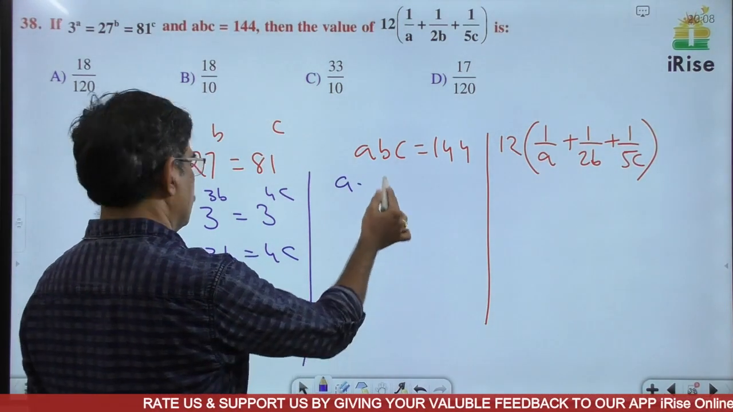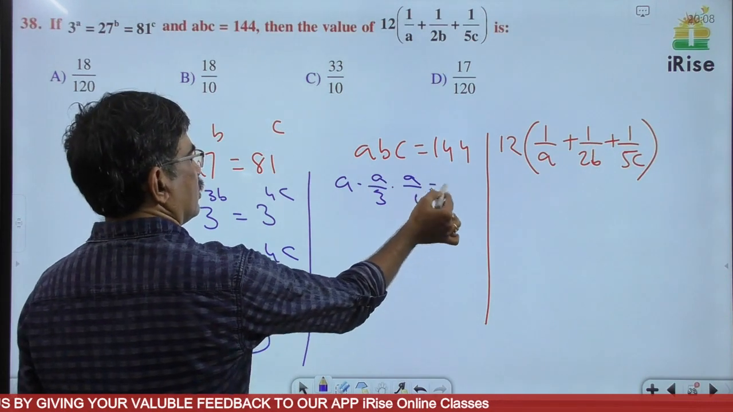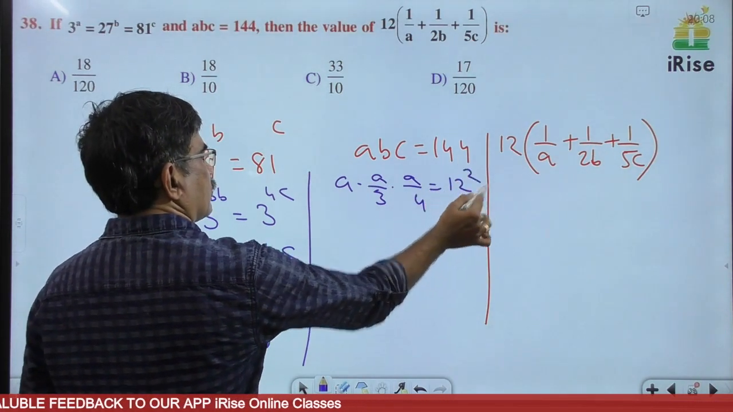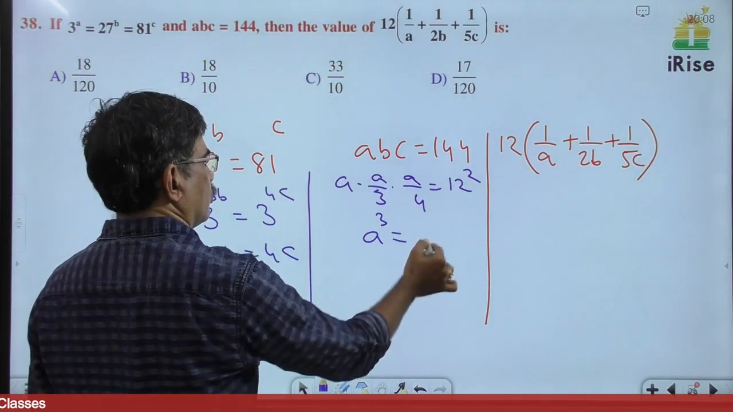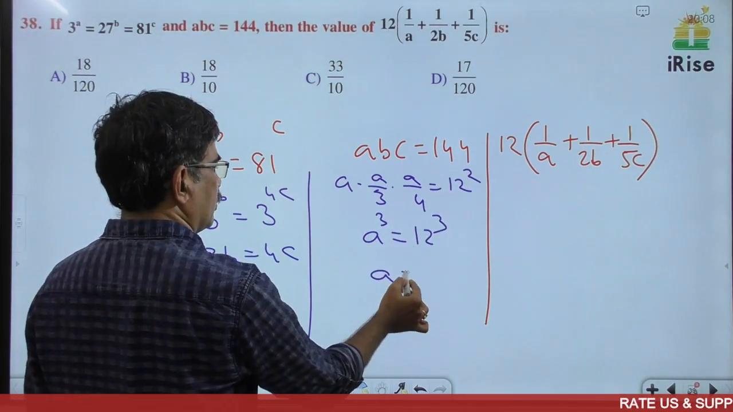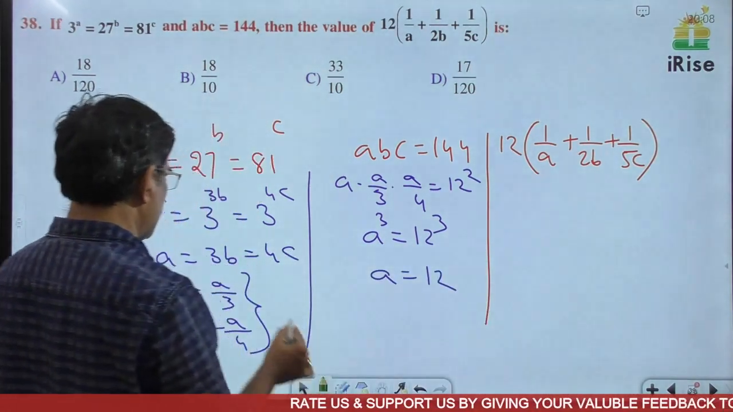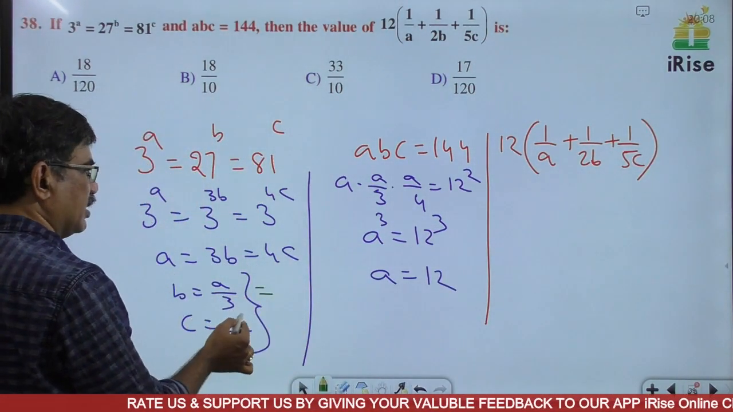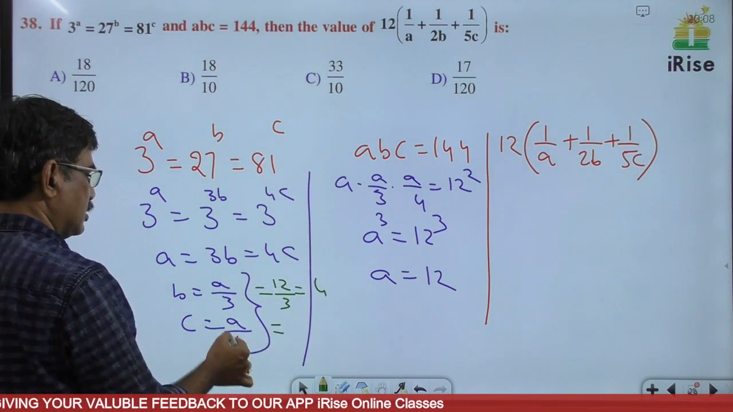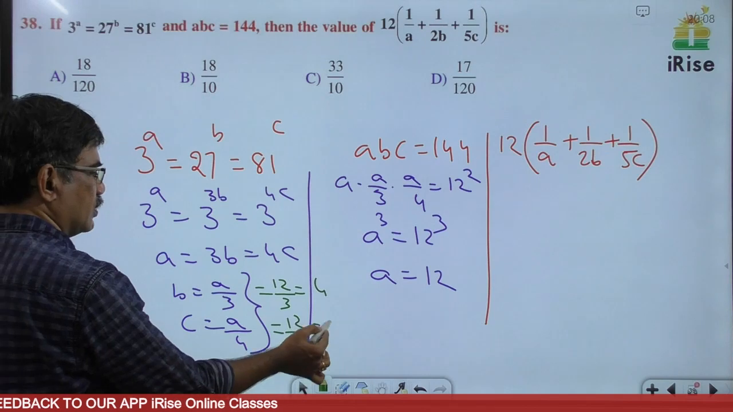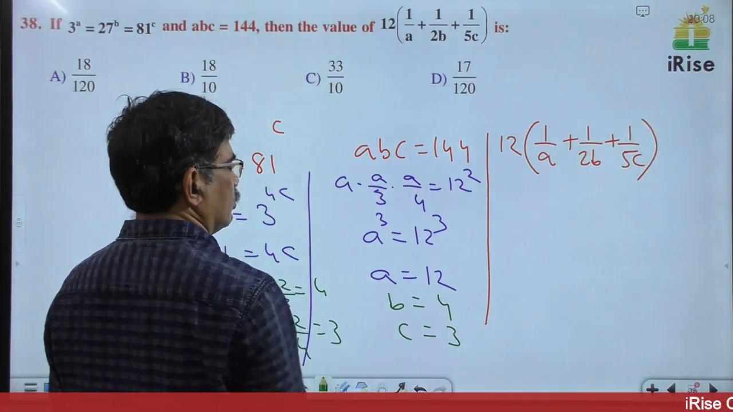a into b into c is a into a by 3 into a by 4 is equal to 144, which is 12 square into 12, 12 cube. So from this we can say that a is 12. If a is 12, correspondingly what is b? a by 3, 12 by 3, 4, and c is a by 4, 12 by 4, which is equal to 3. So b is equal to 4, c is equal to 3.